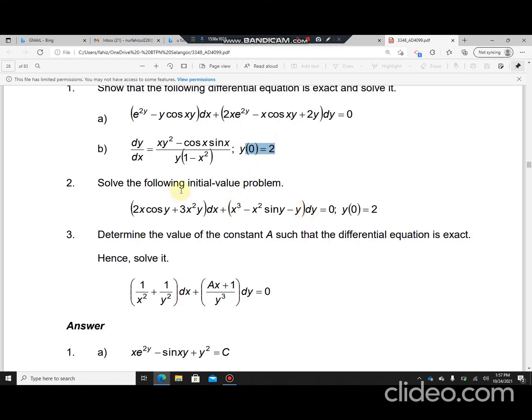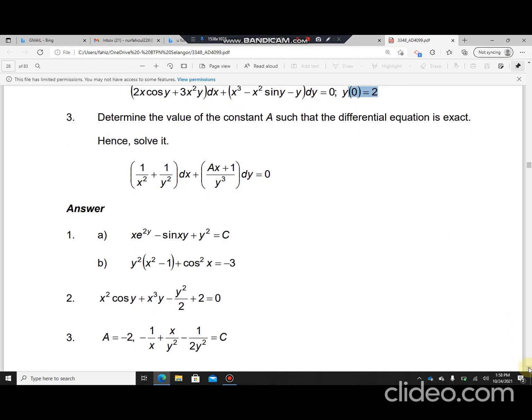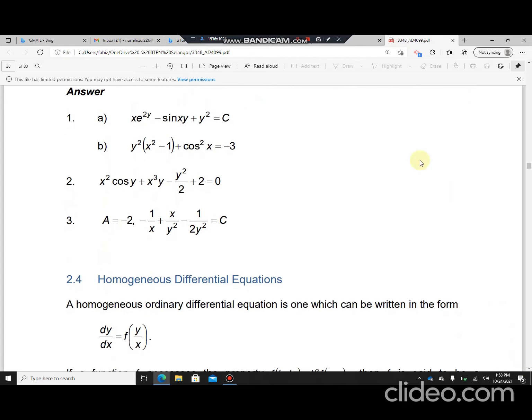Okay, kalau yang ni pun sama, solve the following initial value problem. Sebab apa disebut initial value problem? Sebab ada yang ni. Okay, then last one, determine the value of the constant A such that the differential equation is exact. Ni dia dah bagi tahu dah, differential equation is exact, hence solve it. Okay, so kita try buat exercise 1, 2, 3. Okay, and then this is the answer. Okay, so that's all for exact differential equation.